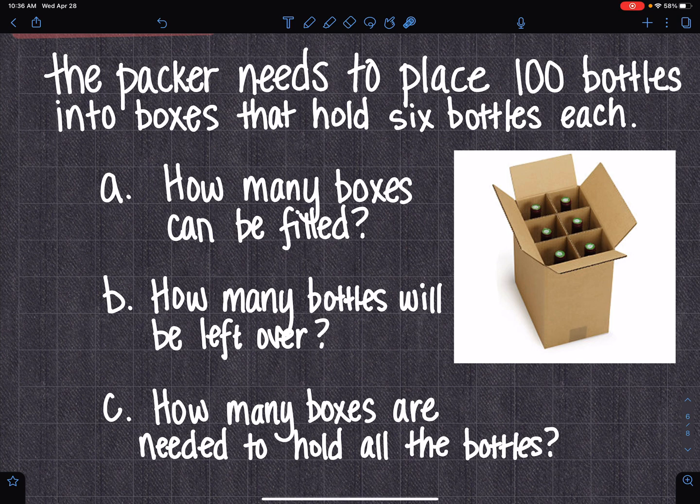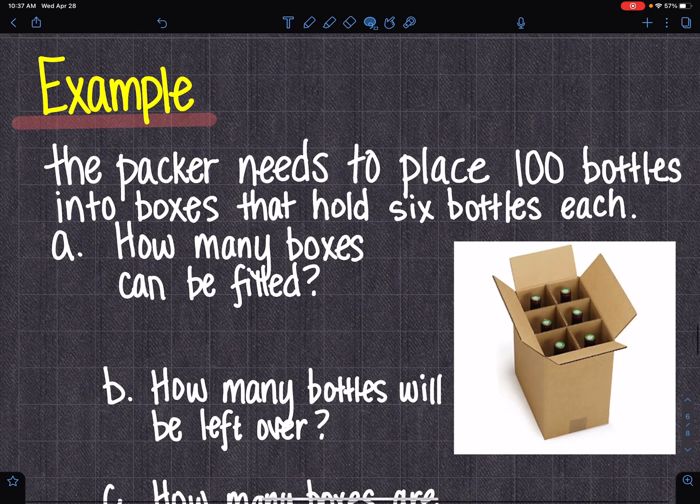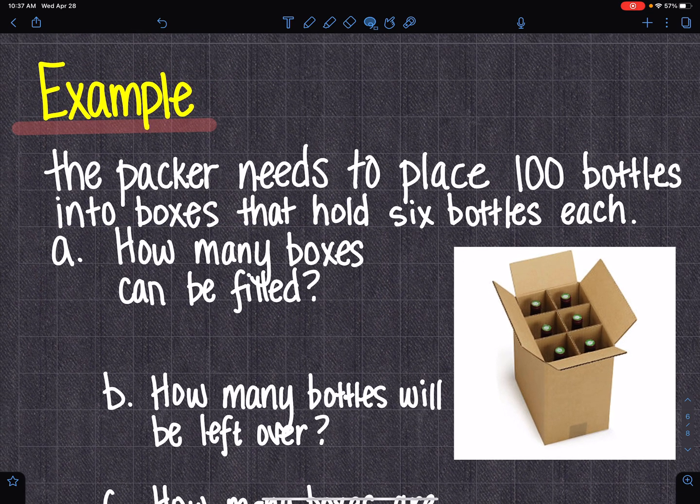Okay, so the first question is, how many boxes can be filled? Not bottles, silly me. Okay, so how many boxes can be filled? So what did they tell us in the problem? They told us he has 100 bottles.